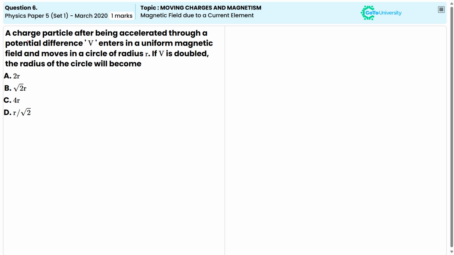Here the question is, a charged particle after being accelerated through a potential difference V enters a uniform magnetic field and moves in a circle of radius r. So they are asking us to find, if V is doubled, then what is the radius of the circle, right? So here the charged particle is accelerated through a potential difference of V and enters a uniform magnetic field of B. It moves in a circular path of radius r.